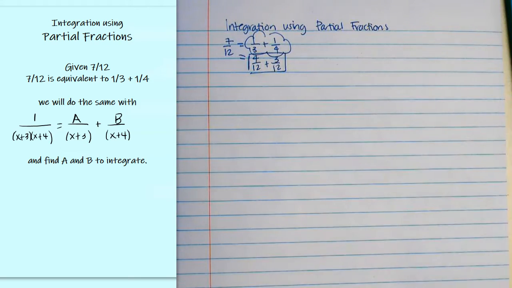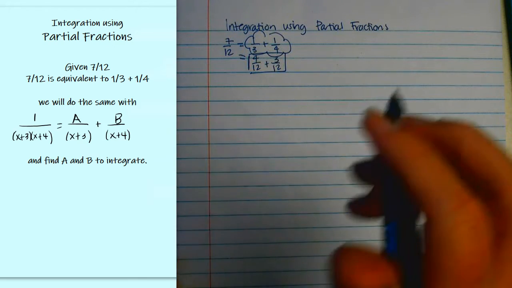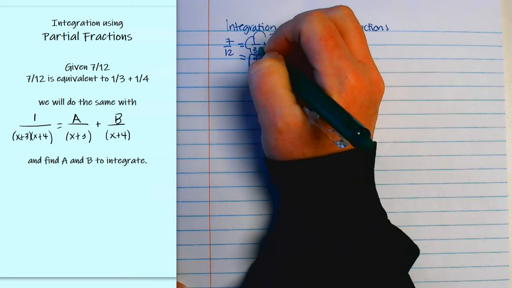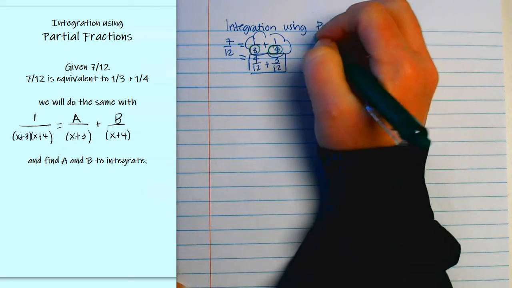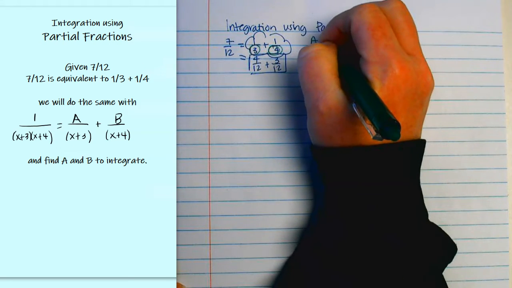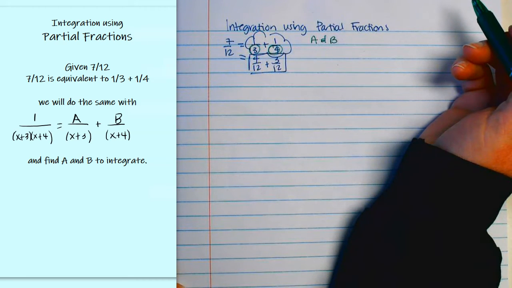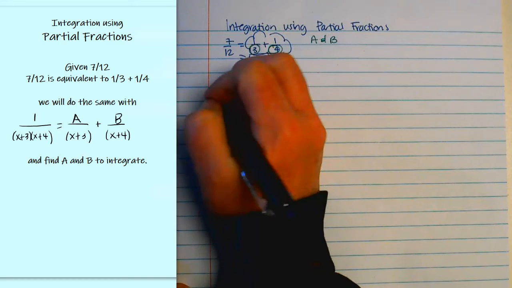So the point is that we're going to take things that have algebra in them and we're going to separate them. Our goal is to find the factors of the denominator so that we can then find the A and B that make our numerators work. Okay, so let's see what I mean. Let's actually do one. Example 1.